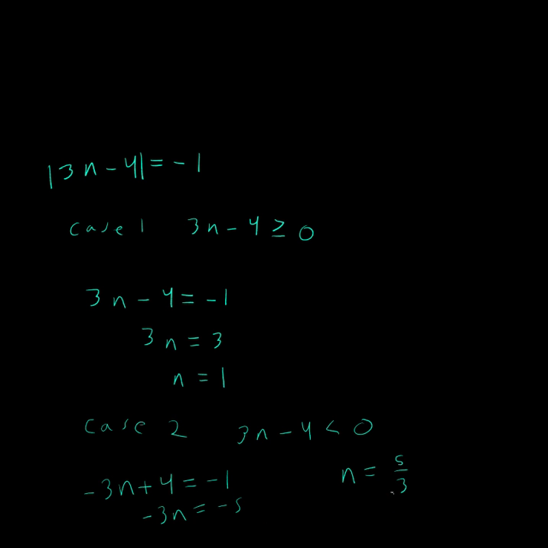And so let's see, if we plug this n back into our case, we get 5 thirds times 3, that would be 5, minus 4, that's 1. 1 is not less than 0. So, we can't use this n since it goes against the case that we had. So this n is also not acceptable.